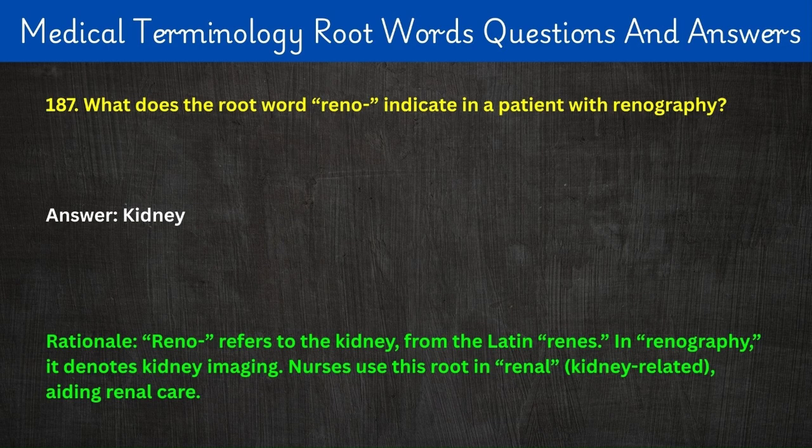187. What does the root word reno- indicate in a patient with renography? Answer: kidney rationale. Reno- refers to the kidney, from the Latin renus. In renography, it denotes kidney imaging. Nurses use this root in renal, kidney-related, aiding renal care.